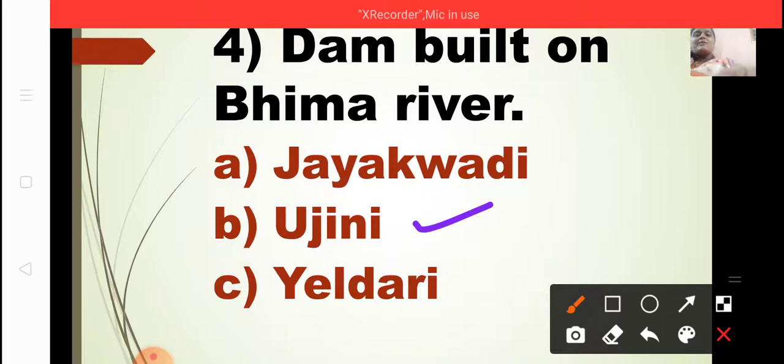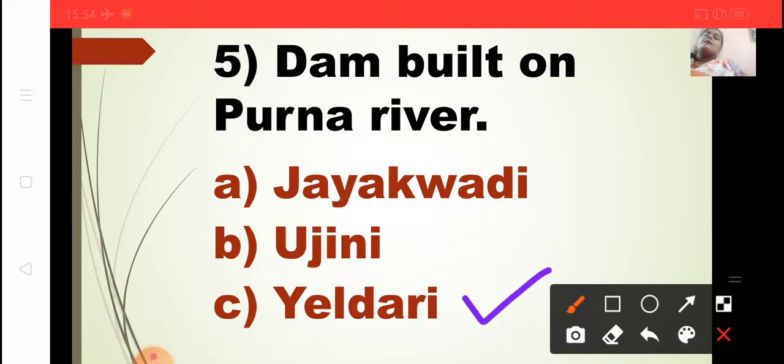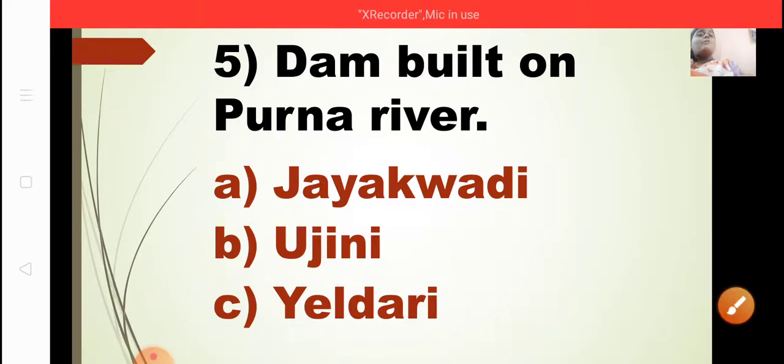Okay, now look at the next one. Dam built on Purna river. Okay, name the dam which is built on Purna river. A option is Jayakwadi, B option is Ujni, and C option is Yeldari. Now Jayakwadi and Ujni we have already done. So what is remaining? It is Yeldari. So you will choose the option Yeldari. So Yeldari is a dam which is built on Purna river.